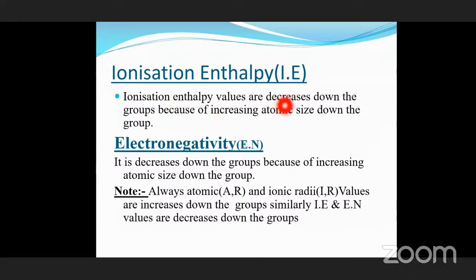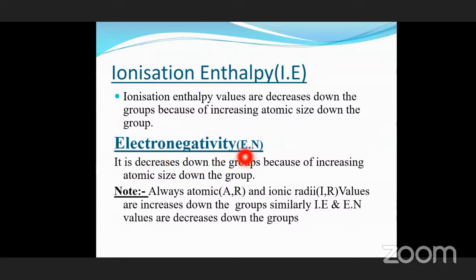Here, ionization enthalpy values decrease down the groups because of increasing atomic size down the groups. That means always, in groups from top to bottom, atomic size increases. By increasing atomic size, the ionization enthalpy decreases in the group. Okay, in the group, right?